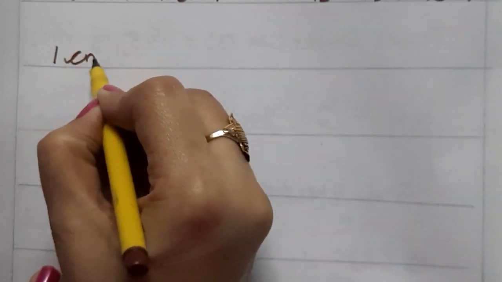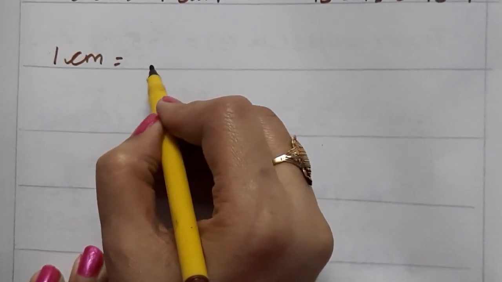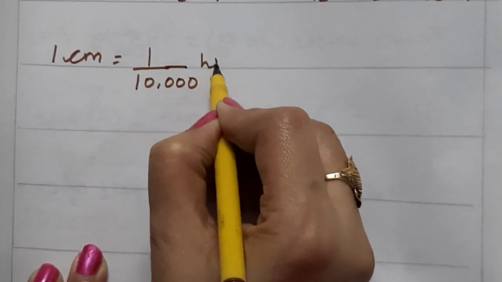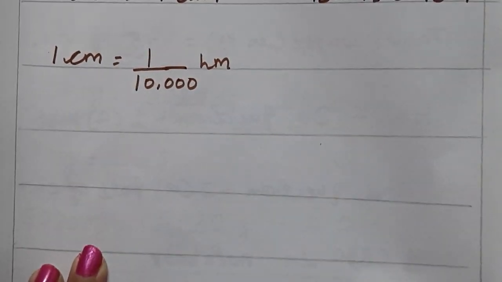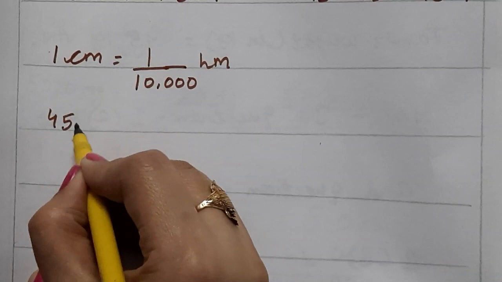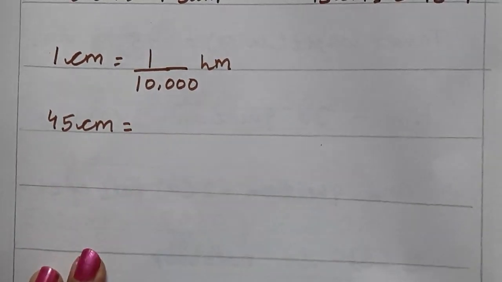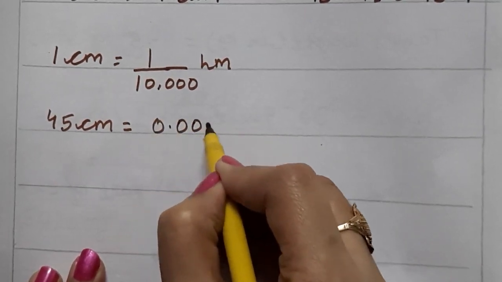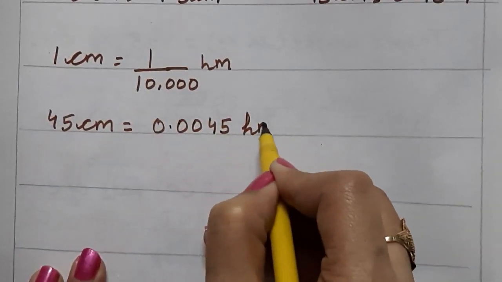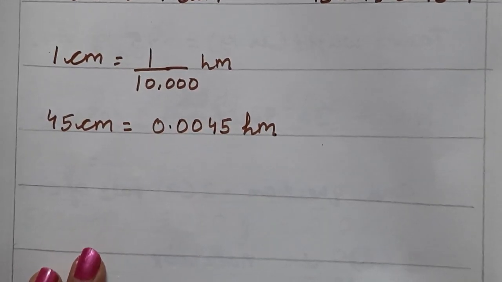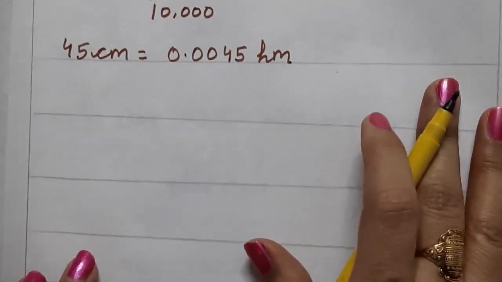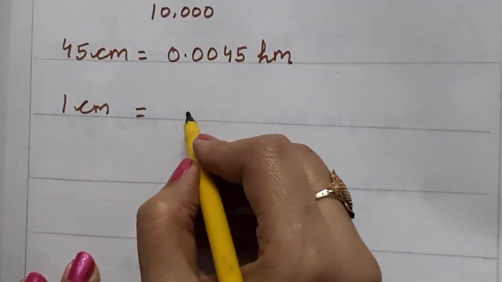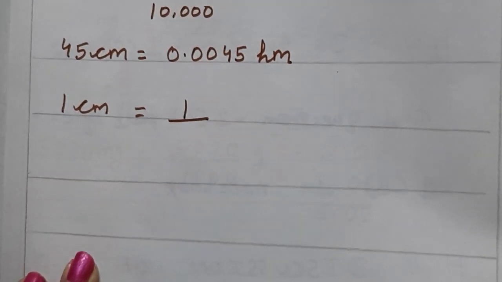Next was convert 1 centimeter into hectometer. 1 upon 10,000. 1 centimeter is 1 upon 10,000 hectometer. So 45 centimeter is equal to 45 upon 10,000, 0.0045 hectometer. Right?